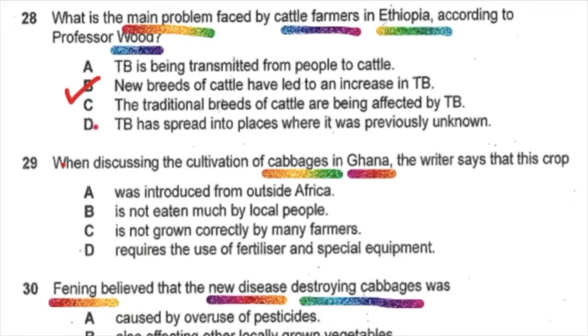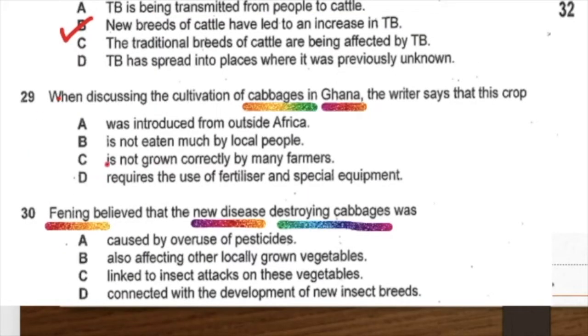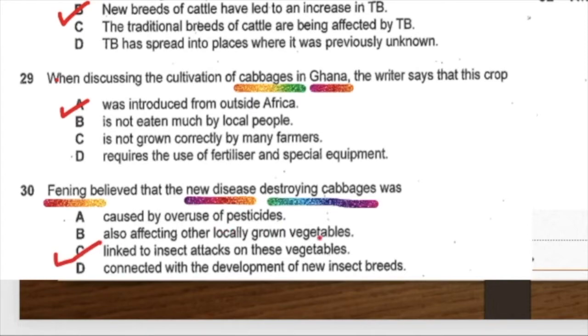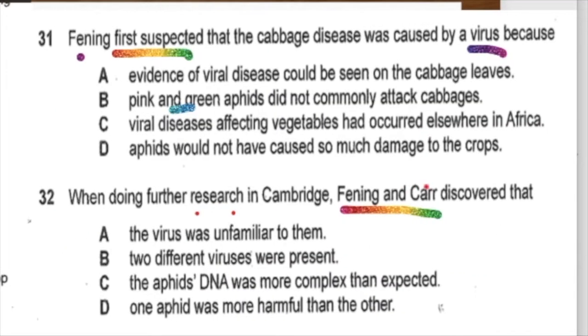For 28 we marked it as B. For 29, it was not indigenous, so it was A. For 30, the new disease destroying cabbages was linked to insect attacks on these vegetables. For 31, Fenning first suspected the cabbage disease was caused by a virus because aphids would not have caused so much damage. Number 32 is when doing further research in Cambridge, the virus was unfamiliar to them.